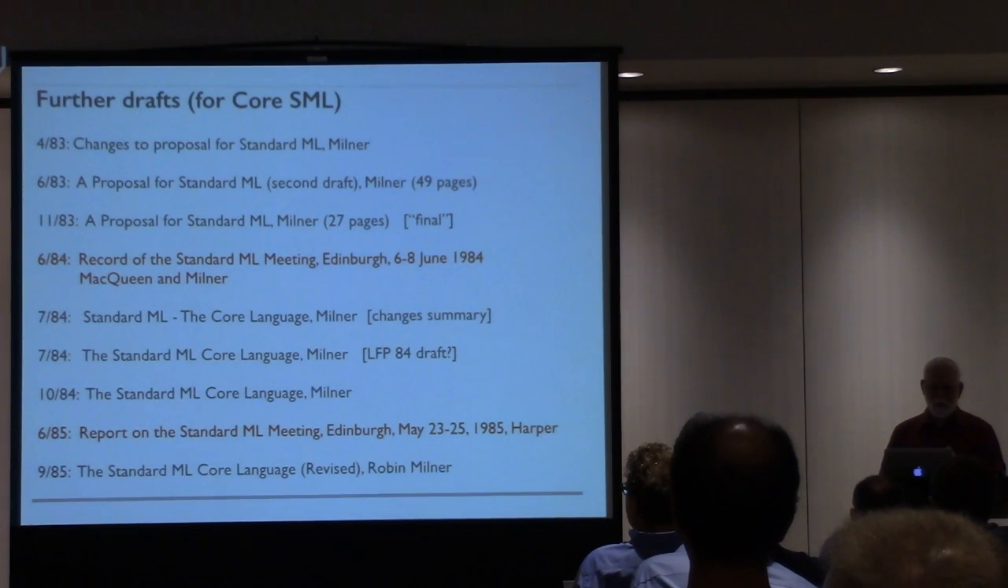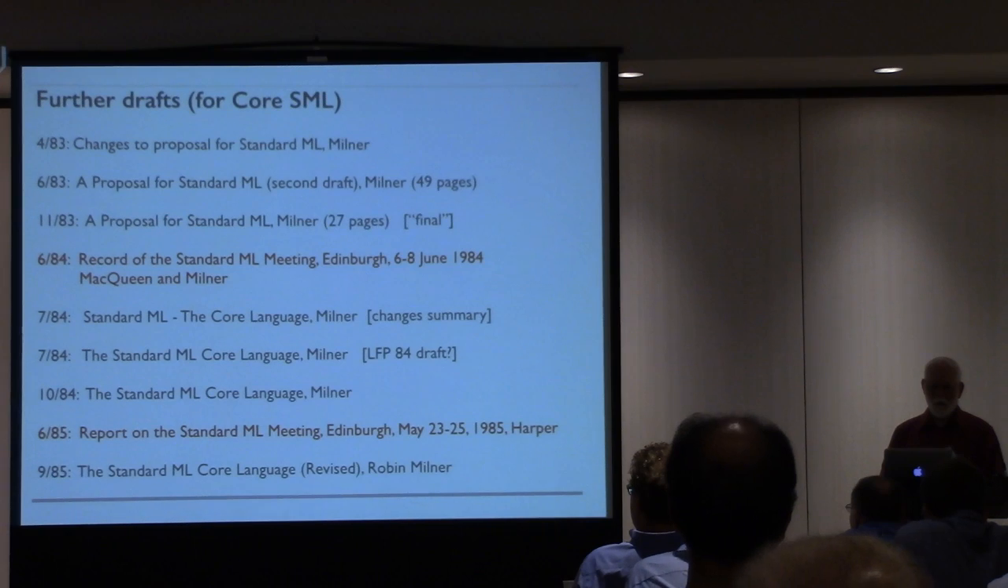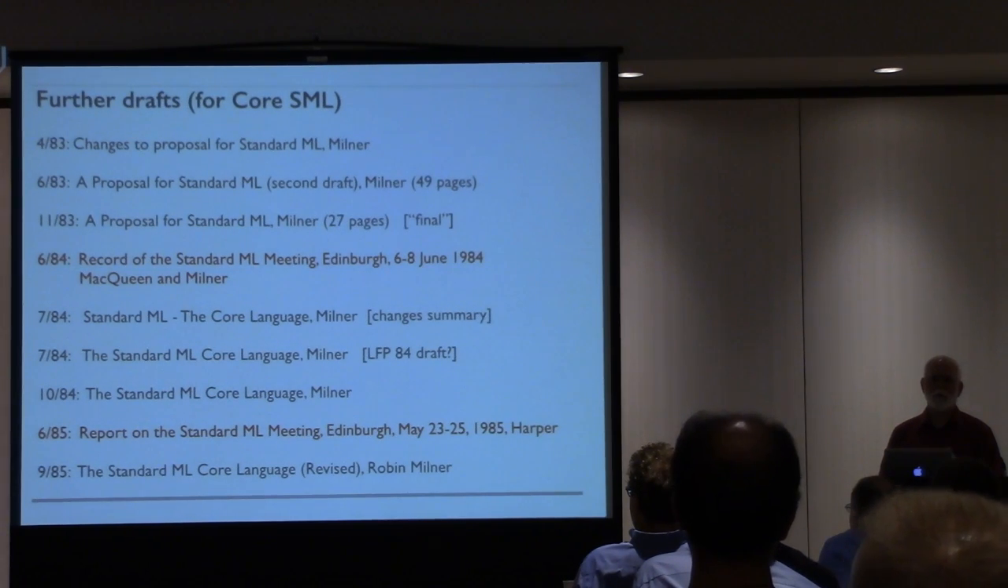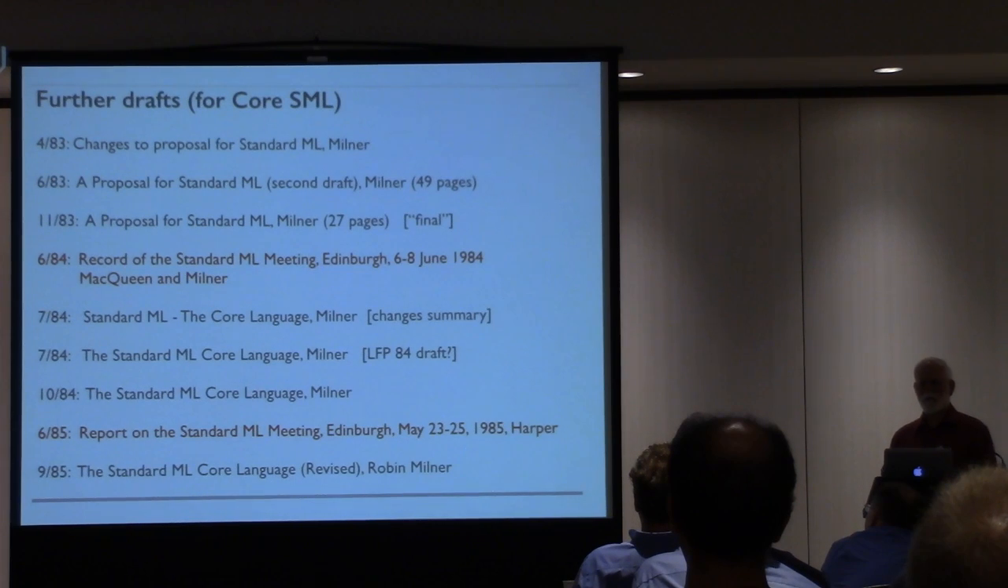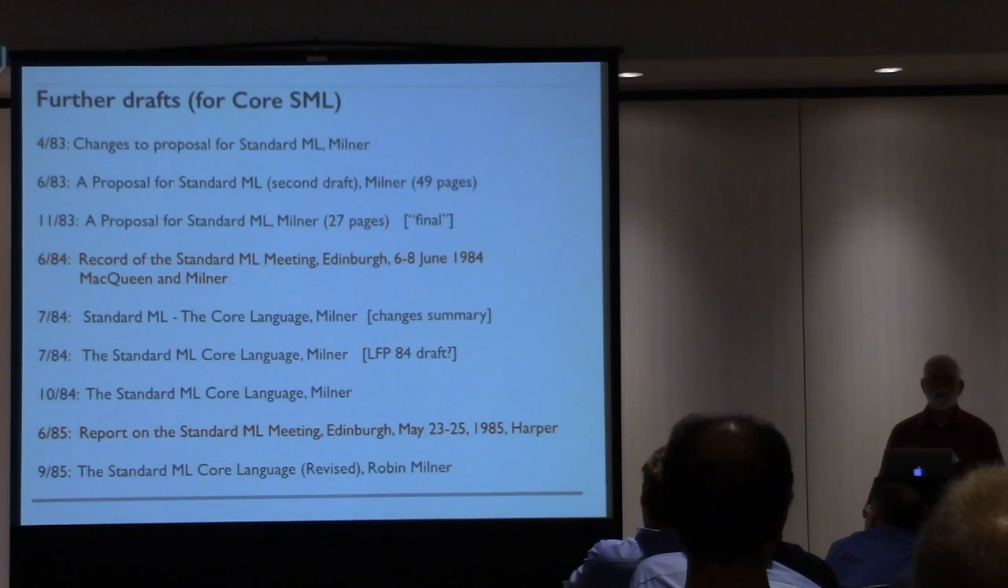In 1984, in June of 1984, there was a second meeting in Edinburgh. This was attended by a relatively small group, but the core people were there, except for Luca. And out of that, there was actually a report. Robin and I wrote up a record of the meeting. Then there were further refinements. Basically, all these are sort of incremental steps toward the final standard ML language, so I'm not going to detail all of the changes along the way. Although all of this will be on the standard ML family history website.